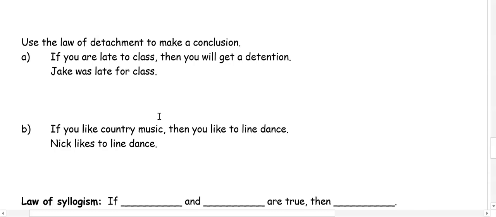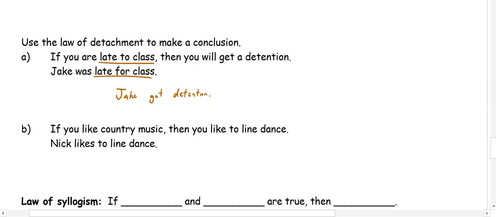If you are late to class, you will get detention. Jake was late to class. So notice this late to class happened both times. The hypothesis was repeated. So because Jake was late to class, we can make a conclusion that Jake got detention.